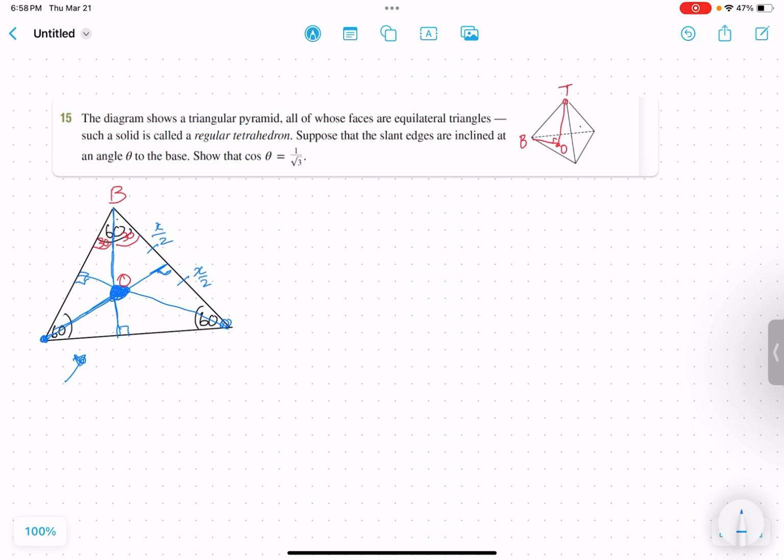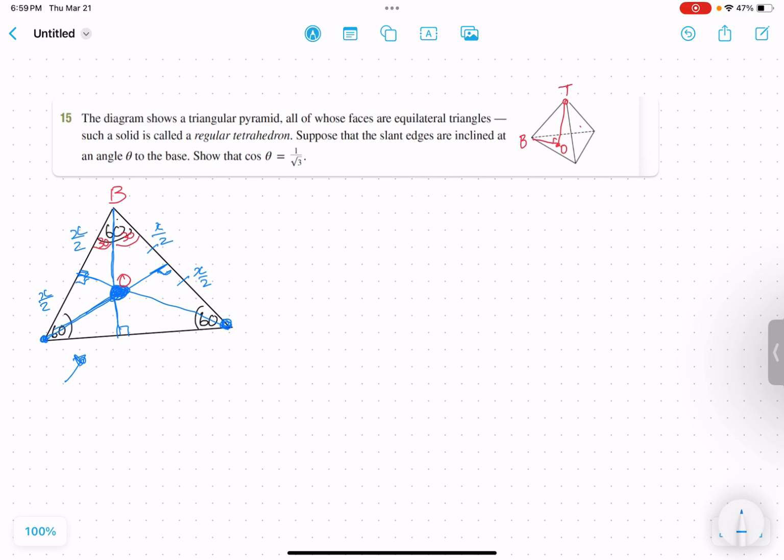Same with if I drop a perpendicular from this point down to this other side, again it will cut these in half, so they're x on 2s. And the other thing it does is cut the angles in half. So this angle at B, you can see that 60 degrees I cut into 30 and 30. All right, so it's just properties of an equilateral triangle.